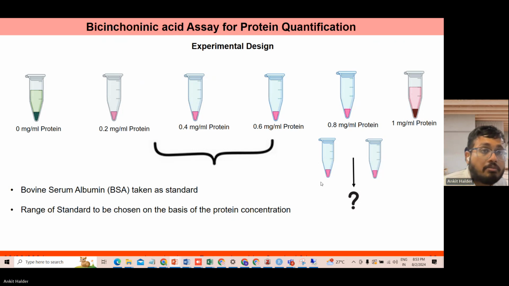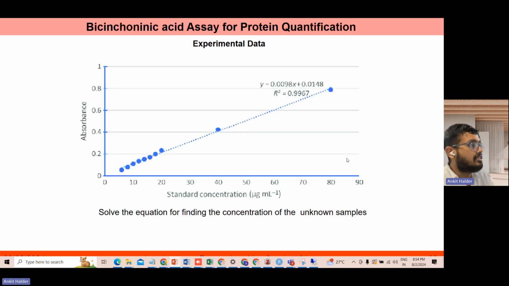Unknown concentration means the same sample that you have after a lot of hurdles and hard work, after you have figured out the exact protocol, extracted and precipitated out the protein, that you will be taking forward for estimating its concentration. So this is the kind of graph that is observed, where you will have the BCA concentration, R square, and this is the y value.